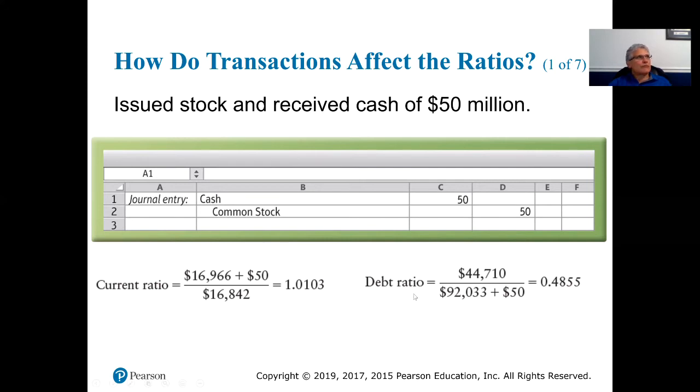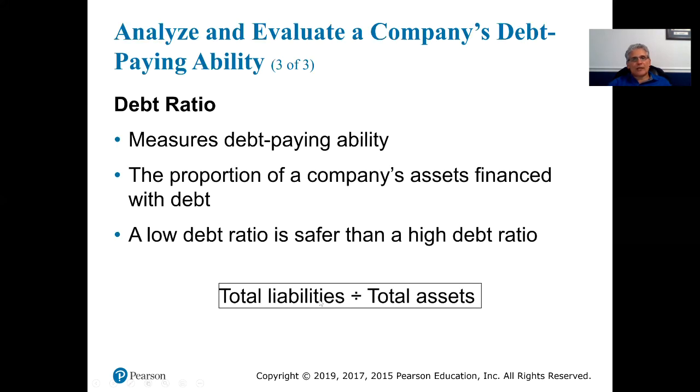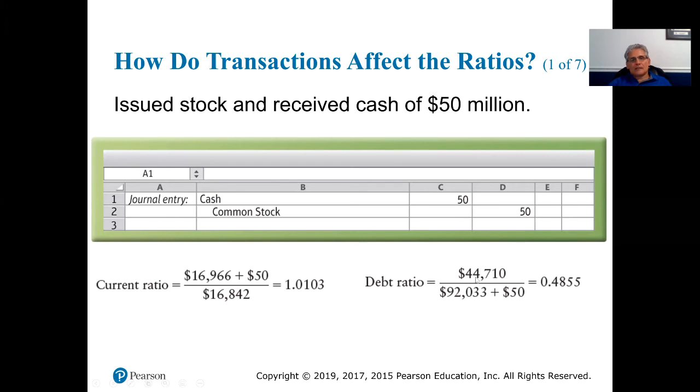Our debt ratio is also favorably impacted because the debt ratio, if you go back to the computation, is total liabilities divided by total assets. Total liabilities are 44,710, but we're going to add $50 to cash with this journal entry. By the way, it's $50 million, but it's $50 here. We add that to our total, and that's going to make this number more favorable. So the issuance of stock has a favorable impact on the current ratio and the debt ratio. These formulas demonstrate that.